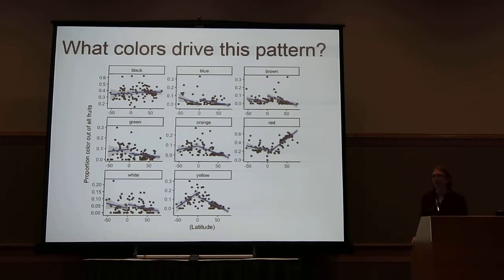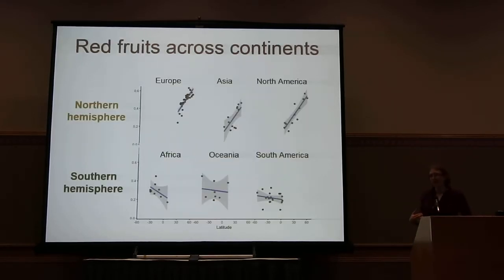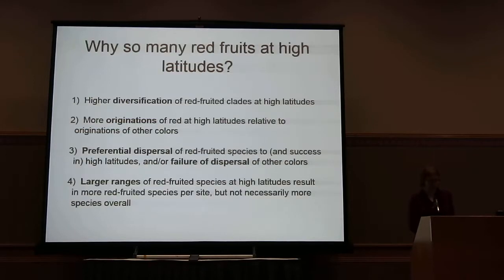When we start to plot the frequency of different colors across communities and latitudes, what we see is that red and yellow seem to show the strongest latitudinal gradients. I'm not going to talk about yellow today. I'm only going to talk about red. But yellow is also showing a bit of a latitudinal gradient. The latitudinal gradient in red could be driven by just a couple of places that have a lot of red fruits, but we actually find that this pattern is very consistent across continents, both in the northern and the southern hemispheres, although it's a bit weaker in the southern hemisphere.